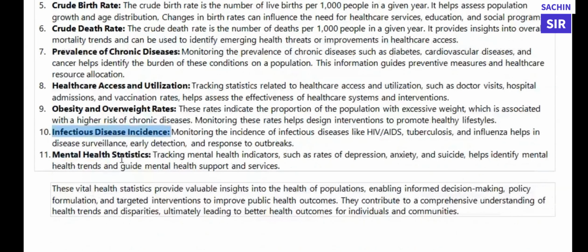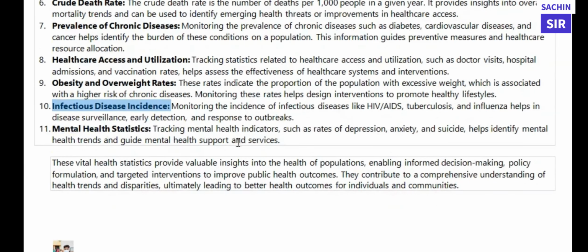Infectious disease incidence. Monitoring the incidence of infectious diseases like HIV/AIDS, tuberculosis, and influenza helps in disease surveillance, early detection, and response to outbreaks. Mental health statistics. Tracking mental health indicators, such as rates of depression, anxiety, and suicide, helps identify mental health trends and guide mental health support and services.